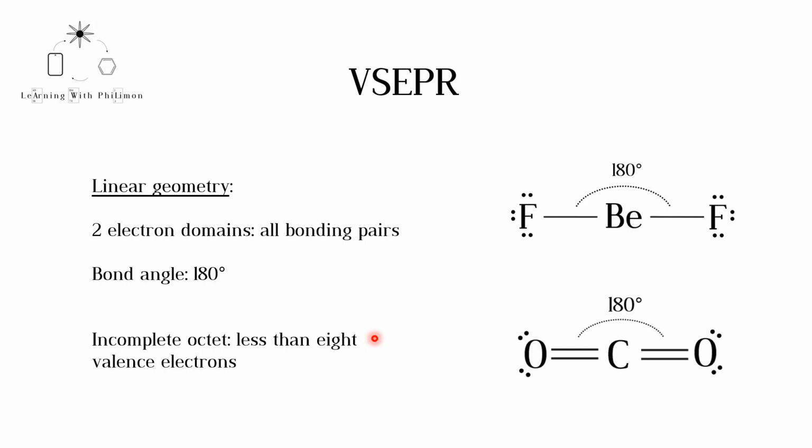Carbon dioxide, CO2, also has a linear geometry. Unlike beryllium fluoride, there are double bonds between carbon and oxygen, represented by the double line. When considering the geometry of a molecule, you must count the number of electron domains, areas where electrons are located around the central atom. Although there are 4 electrons here, they are in the same area, so the double bond counts as 1 electron domain. There are 2 electron domains around carbon, so the bonds arrange themselves at 180 degrees from each other.